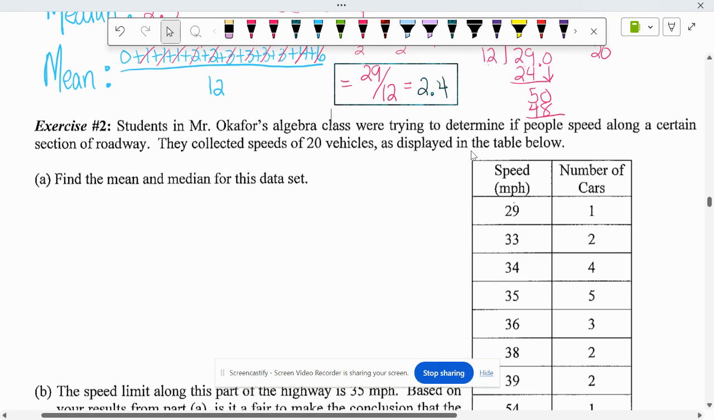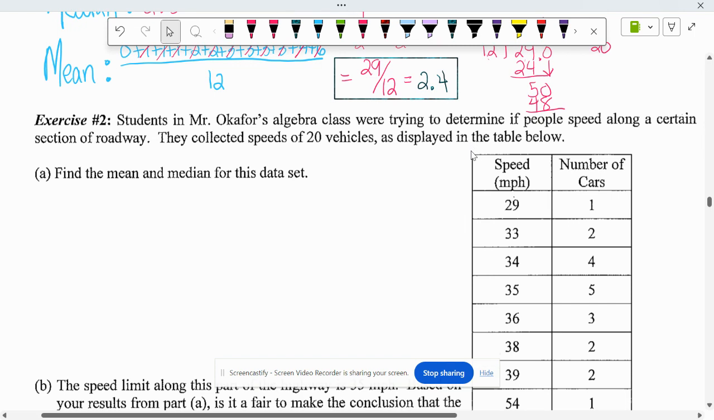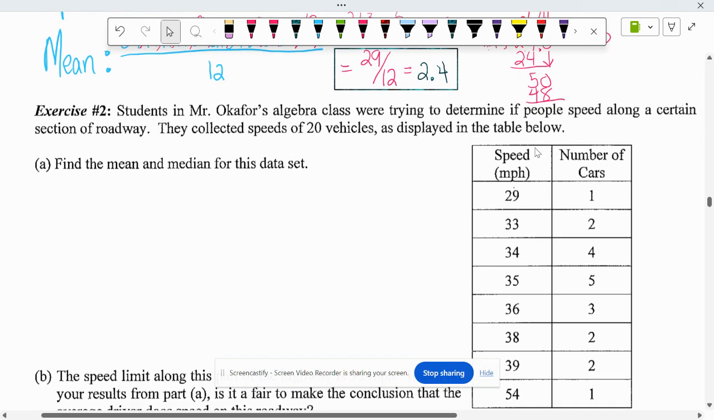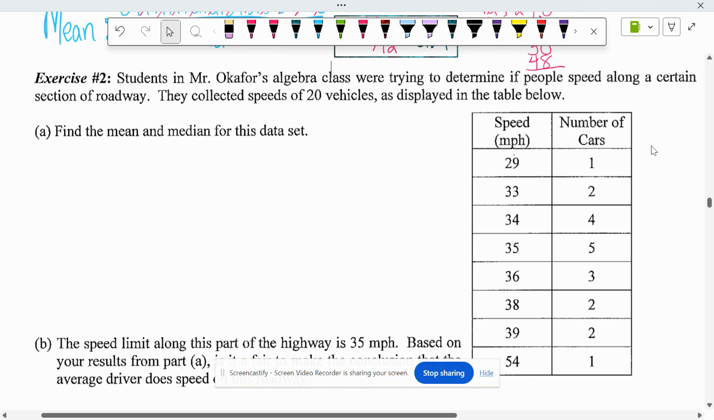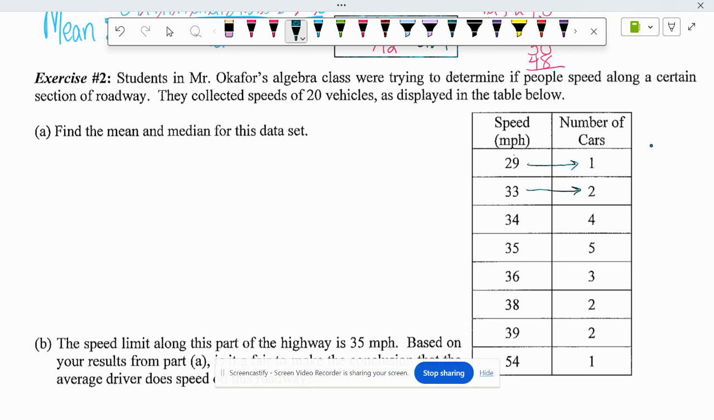So, number 2 says, students in Mr. Okafor's class were trying to determine if people speed along a certain section of road, and they collected some data of 20 cars, and they displayed it in a table below. So remember, this is like a frequency table. So how many cars were traveling at 29 miles per hour? 1. 2 cars were traveling at 33. 4 cars were traveling at 34, and so on. We have to find the mean and the median for this data set.